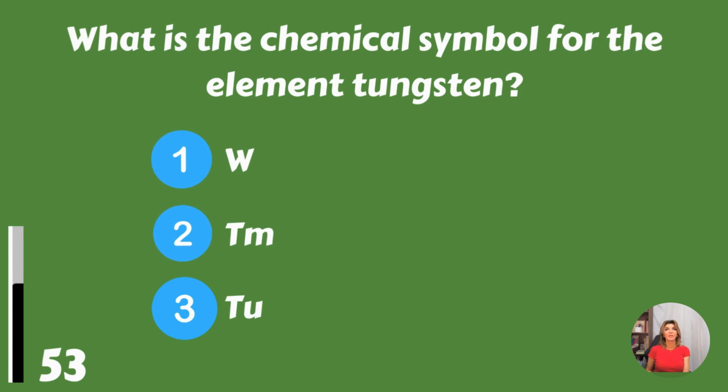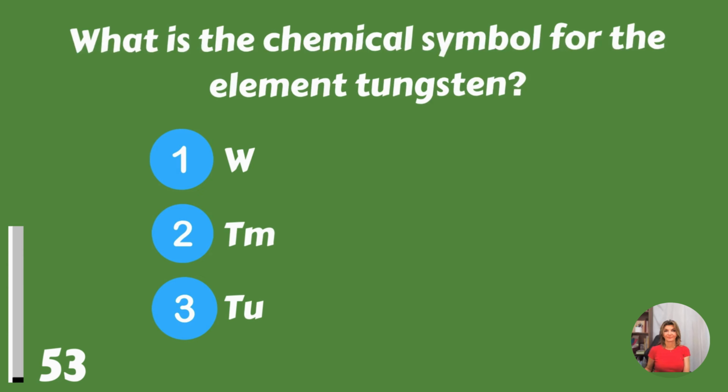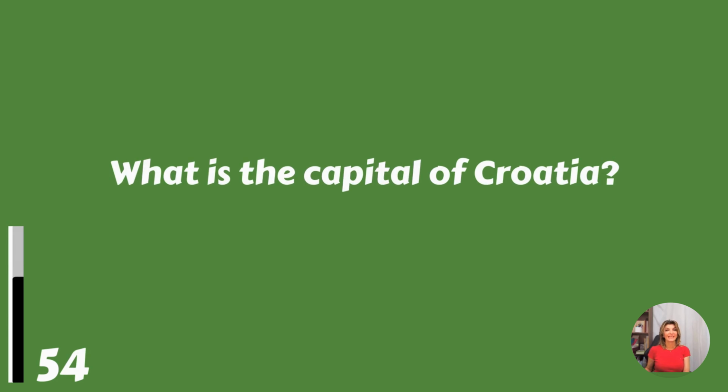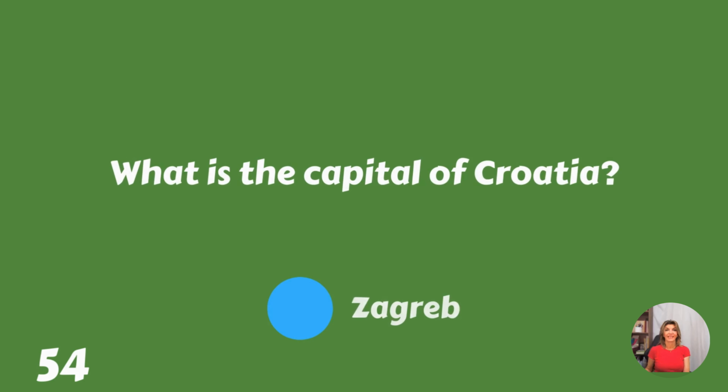What is the chemical symbol for the element tungsten? W, Tm, or Tu? W. What is the capital of Croatia? Zagreb.